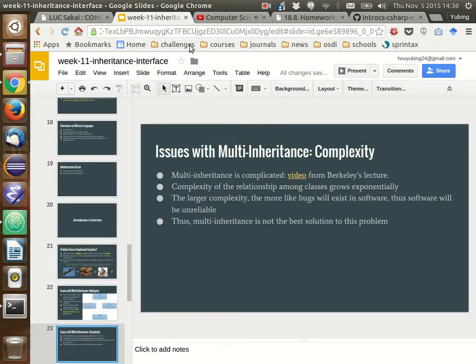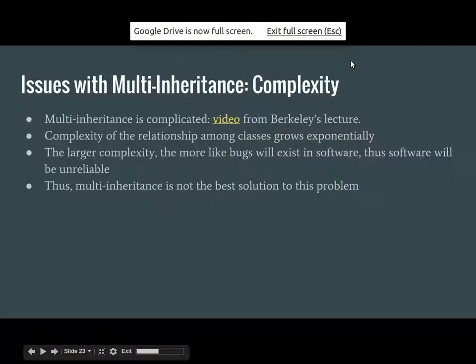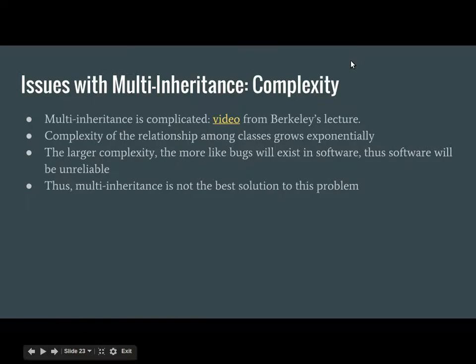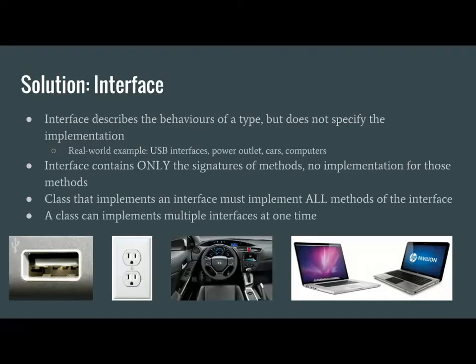Okay, so in that video clip, it basically explained to us why multiple inheritance is complex, because it just grows and grows exponentially, and it's getting harder and harder to figure out the relationship between classes. So we don't want to do that. So what should we do? And it turns out, the solution is interface.